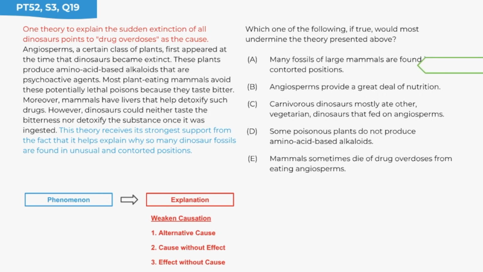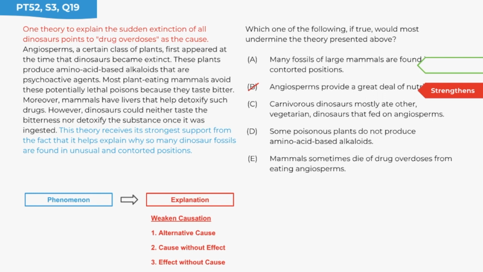Answer choice B says that angiosperms provide a great deal of nutrition. What nutrition has to do with this doesn't really make any sense. Well, maybe this would explain why dinosaurs decided to eat the angiosperms. If anything, this might strengthen the argument by helping us understand why dinosaurs would potentially eat the angiosperms.